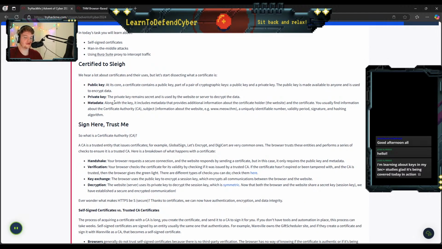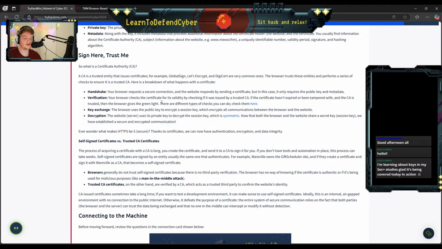So we've got this term called metadata as well. Along with the key, it includes its metadata that provides additional information about the certificate holder and the certificate. That's essentially information about the CA and the website, such as its domain name, the unique identifiable number, how long it's valid for. So if a certificate was issued in January and it expires the next January, then it has a validity period of a year. Who signed it, and the hashing algorithm used to sign it.